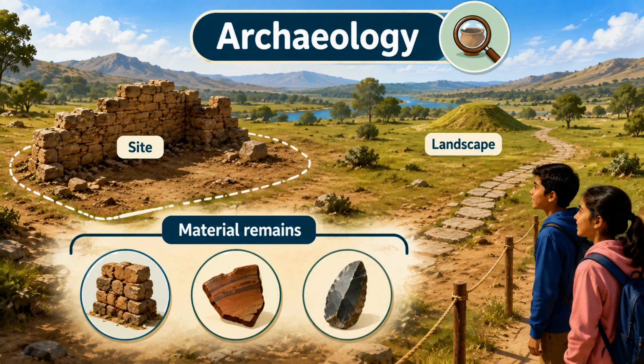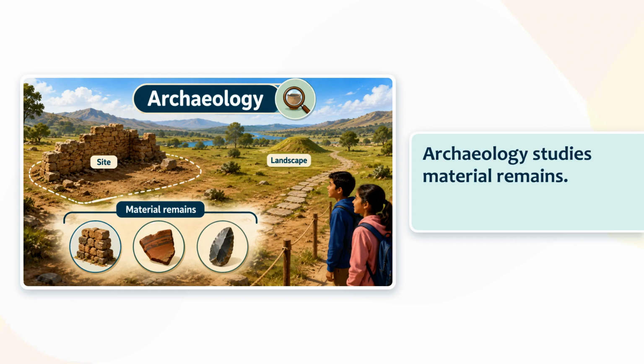The wall fragment, pottery, tool, mound, and pathway are material remains, physical traces left from the past. Archaeology is the study of such material remains from sites and landscapes. These remains become archaeological sources when they are studied as evidence about earlier human life. The grouped clues show what this field studies. Archaeology studies material remains. Sites and landscapes can both preserve physical evidence.